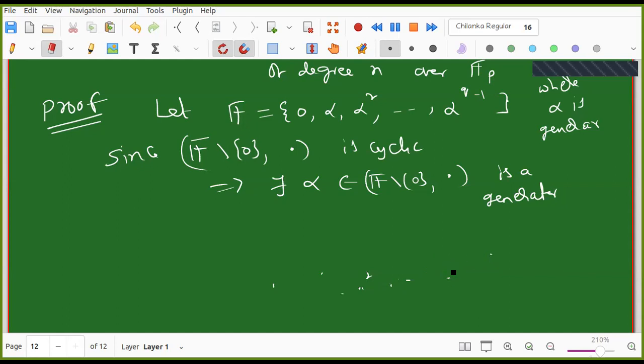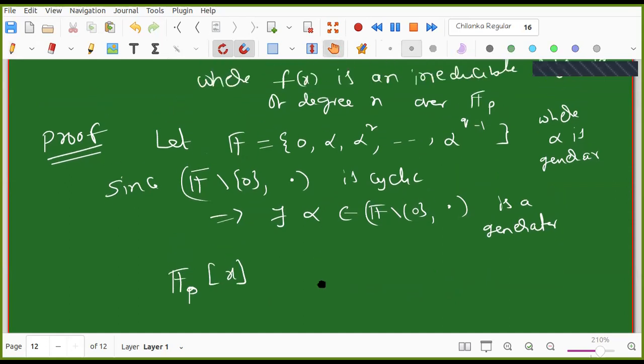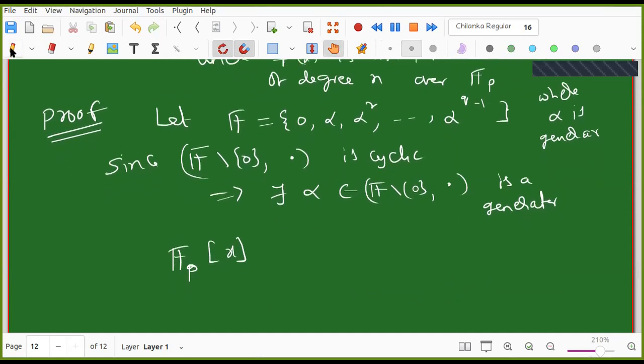Yes, exactly. So what is it that we do? Instead of the, okay, you are correct. What is it that I do? I take Fp. So we can define a map from Fp[x] to F by x going to f of alpha. Exactly.